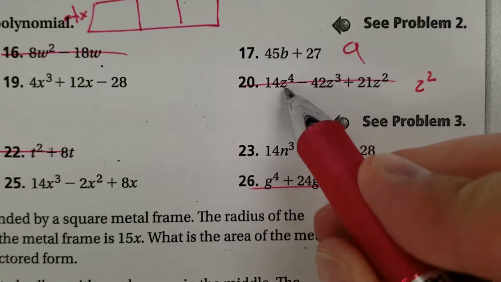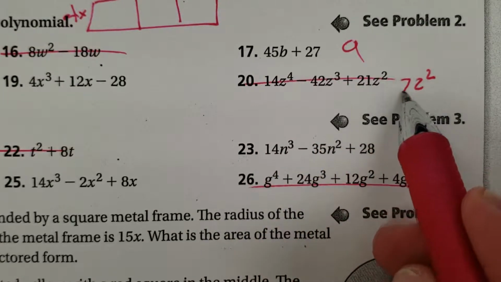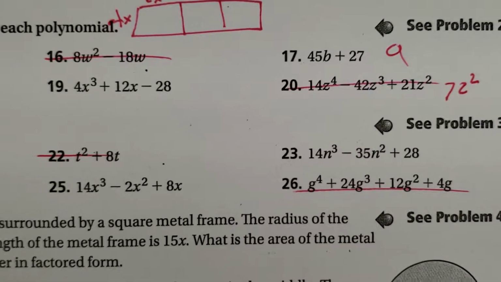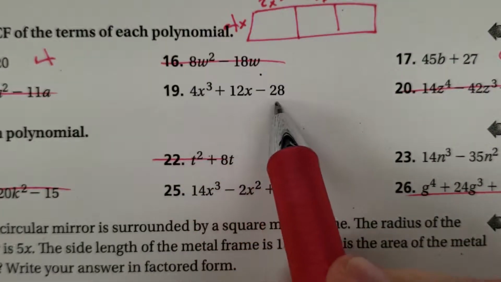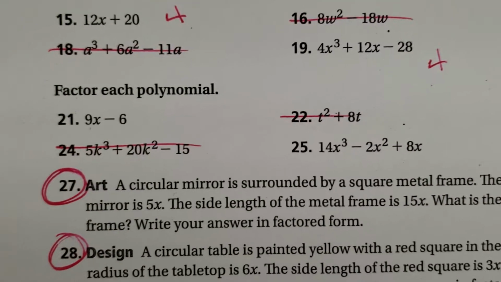If it's got 3, you can take 2. If it's got 4, you can take 2. You can't take any more than that. 14, 42, 21 will have a 7 in common. I'm not sure why I did number 20, but hey, whatever. Let's see here. 4, 12, 28. I think the most you can take out is a 4. Those are all lame. I hoped they'd be more challenging than that.